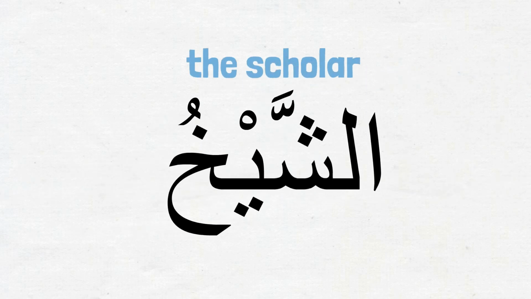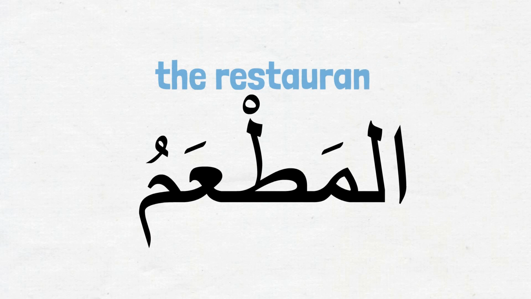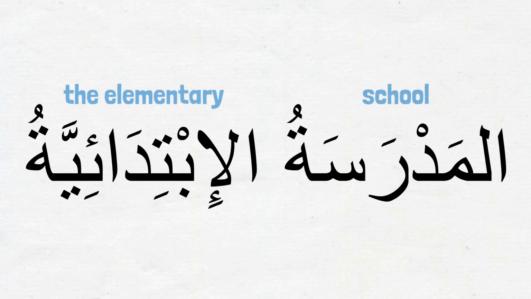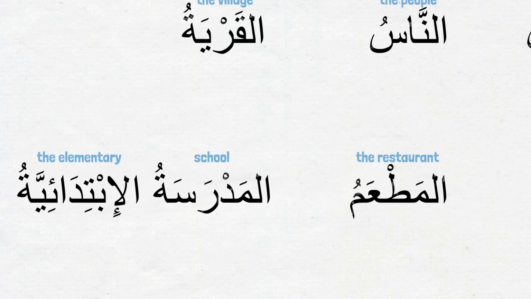Al-shaykhu is the shaykh or the scholar. Its plural is shuyukhun, scholars. Al-mat'amu means the restaurant. Al-madrasatul ibtida'iyyatu means the elementary school, also known as the primary school.